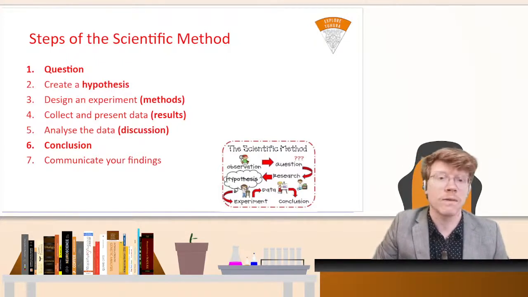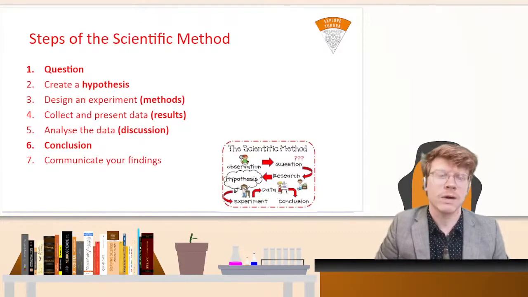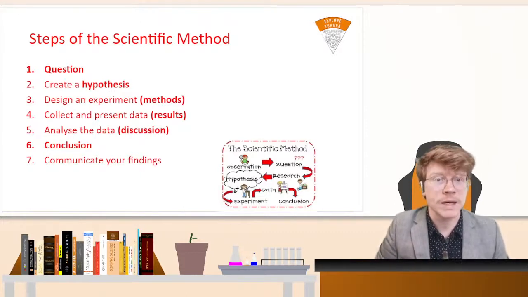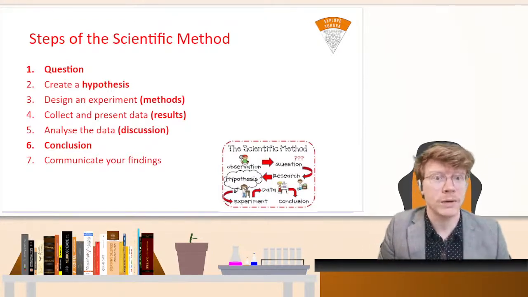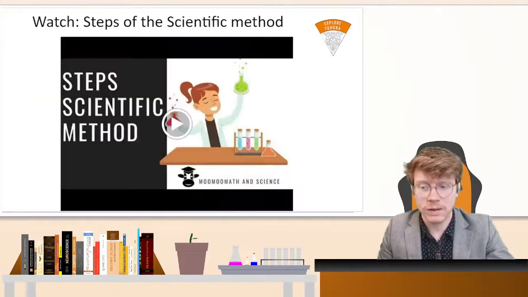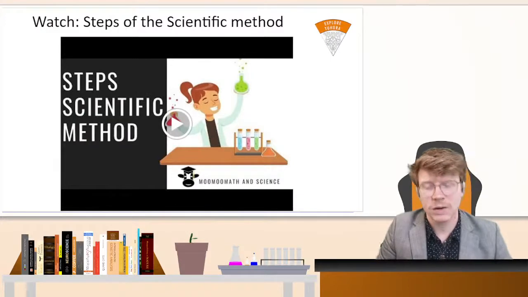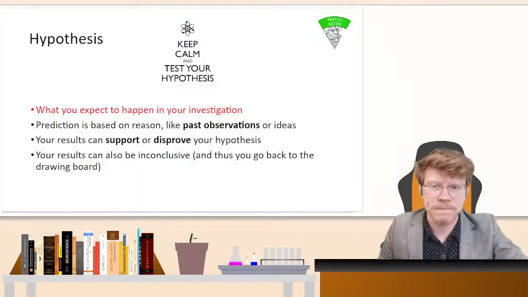So scientists will often present these in journals. So there'll be like a whole collection of science articles for scientists to go and read. At this stage, the way that we present it is in these kind of little booklets that you've been doing in class, or our online equivalent of that. If you need some more information on the steps of the scientific method, we've got a lovely little video here from Moo Moo Math and Science, which you can have a little look at. But let's go into these little parts in more detail.